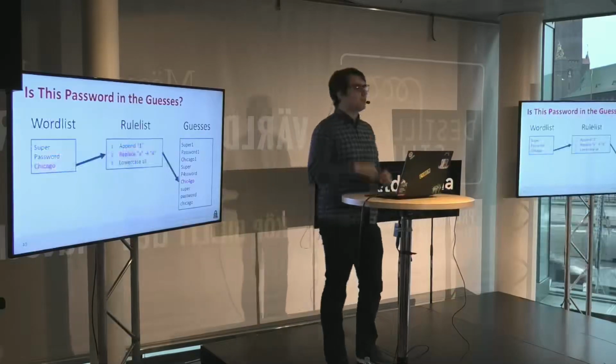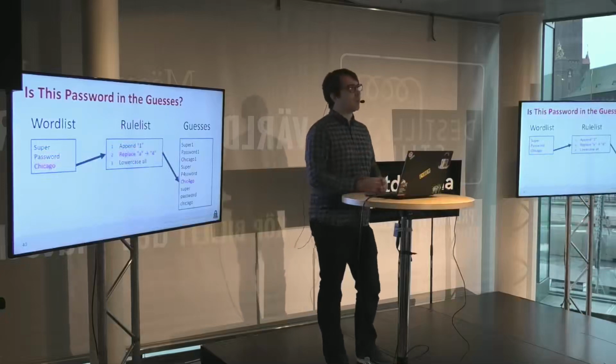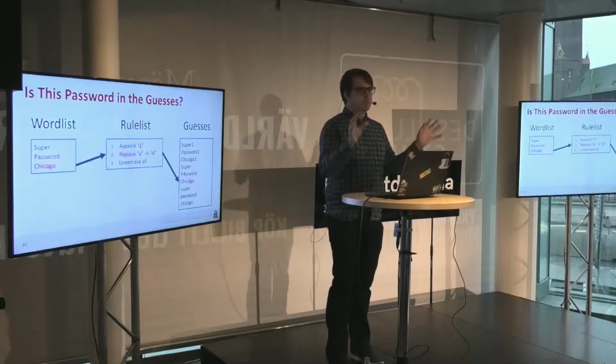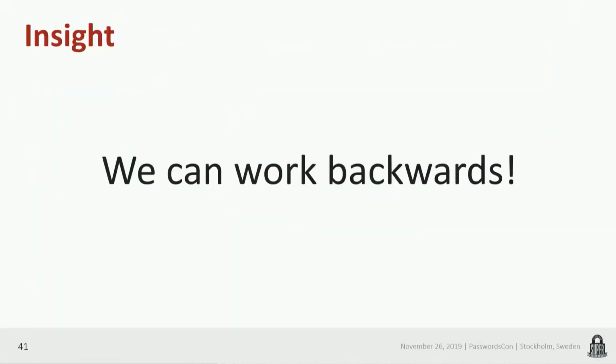Normally, as Max presented, when we're thinking about these tools, we're thinking in what we can call the forward direction. That is, we take some word on the word list, like Chicago, put it through some rule, like replace A's with 4's, and then we get our guess Chick4Go. And so the way we're going to do this analytically is by reasoning in the backwards direction.